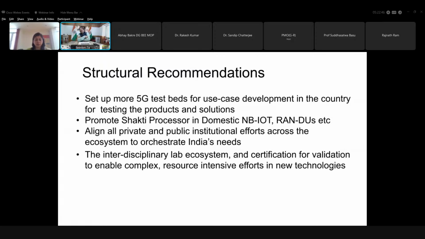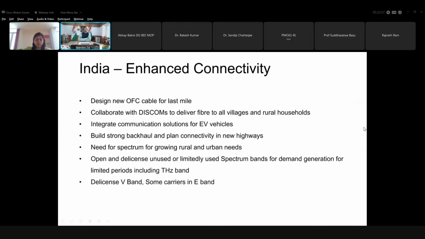Then an interdisciplinary lab ecosystem and certification for validation is very important for IP development within the country. Next, please. There was also a suggestion on the connectivity components. One of them was on designing a new OFC cable embedded with power cables, because essentially they were referring to the power grid, which has reached every village with power through electrical cables. So there was a feeling that this strength could be further harnessed by designing a new OFC cable which can be integrated with the power cables to reach every village.